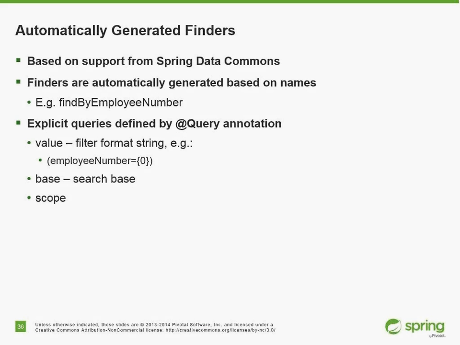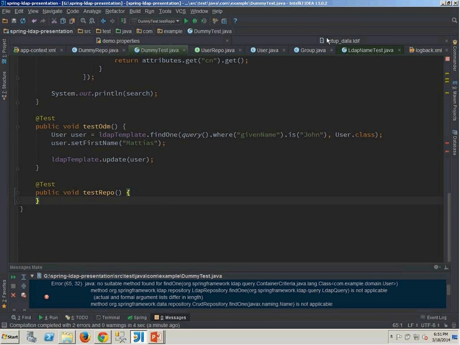Then there's the support for automatically generated finders. So if you want to have finders generated for you for some specific condition, you can define additional methods in your interface, and based on the names of those methods, a search filter will automatically be generated for you. So you can do that automatically based on the method name, or you can do it explicitly using the @Query annotation. So let's just have a look at what that might look like.